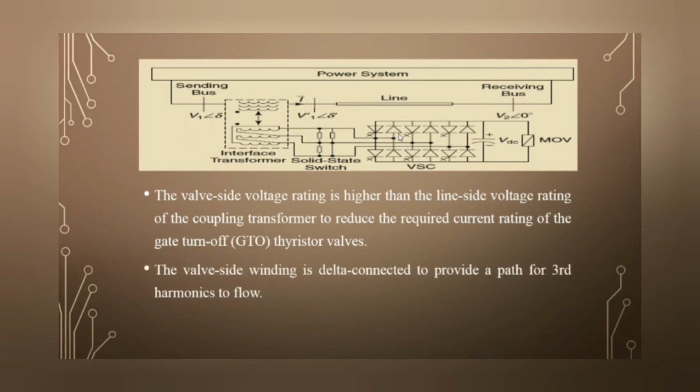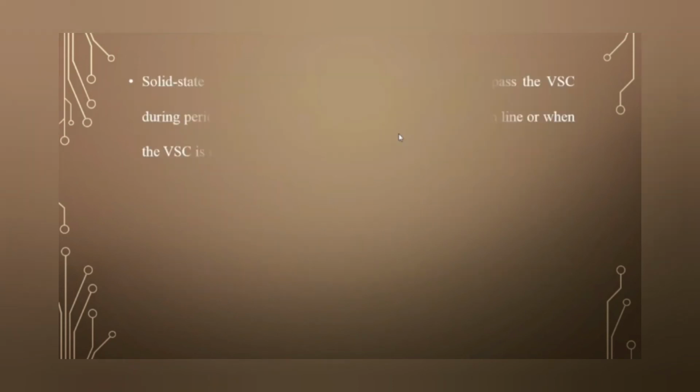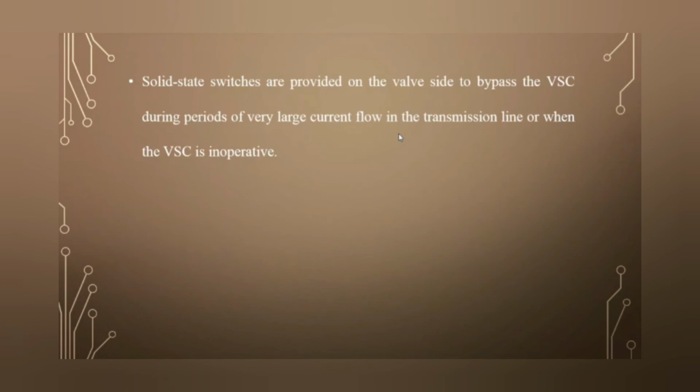The valve side winding is delta connected to provide a path for the third harmonic to flow. Solid state switches are provided on the valve side to bypass the voltage source converter during periods of very large current flow in the transmission line or when the VSC is inoperative.